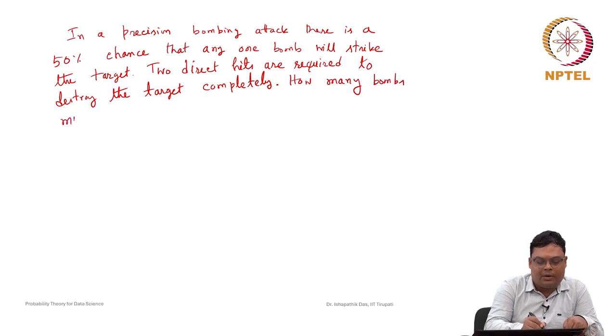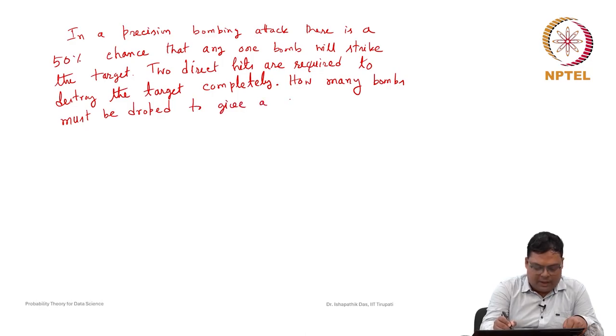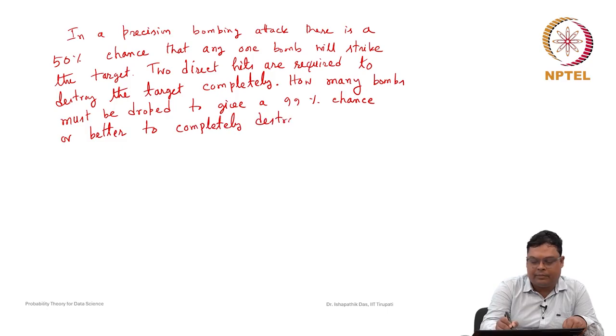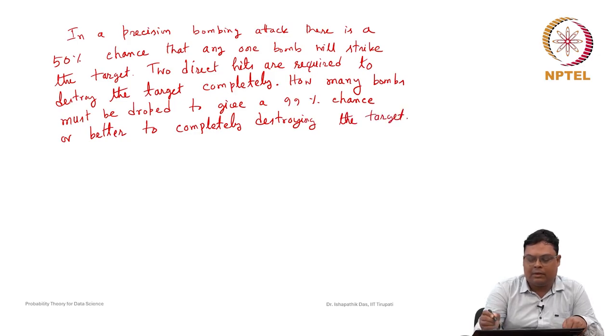How many bombs must be dropped to give a 99% chance or better of completely destroying the target? So, this is the question. Please see that in a precision bombing attack, there is a 50% chance that any one bomb will strike the target. So, let x be the random variable.